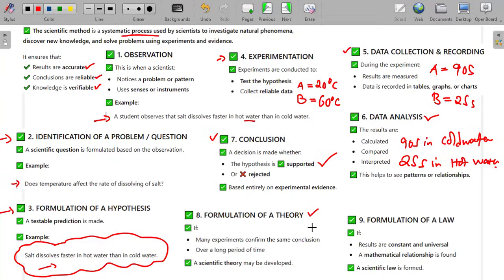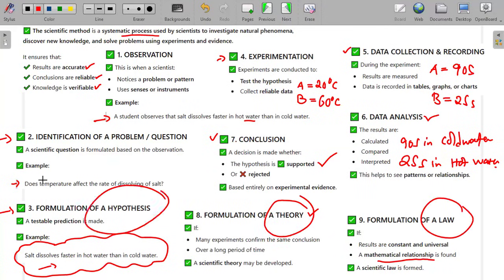So you do a lot of experiments again. If results are constant and universal, then a mathematical relationship is going to be found. That mathematical relationship that we found is what we call a scientific law. So that's how we go about the scientific method. These are all the steps, and I've explained them. In our first question, they were just asking us to define a theory, a law, and a hypothesis, but I thought it wise that you should know everything here. So you've known everything about the scientific method. This is how it happens. All right, any questions there?